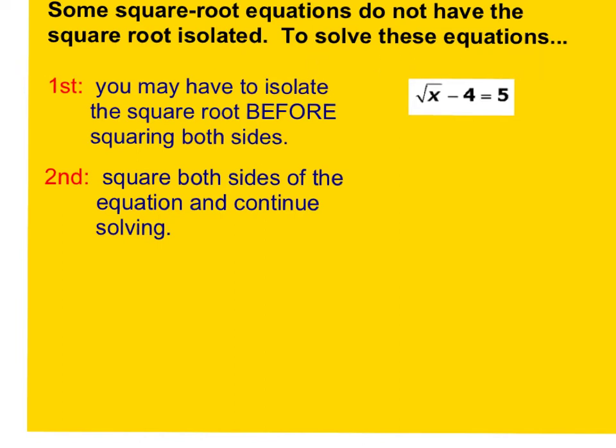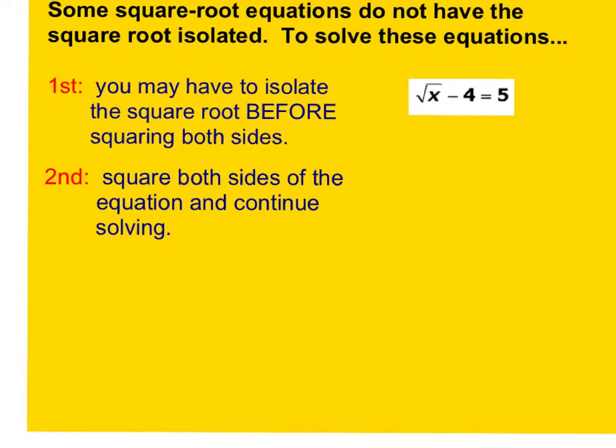Alright, some square root equations do not have the square roots isolated. So to solve these, you may have to isolate the square root before you square both sides. And this is important. You always have to have the square root by itself before you go and square. Otherwise, you end up with a mess. So, after you do that, then square both sides.